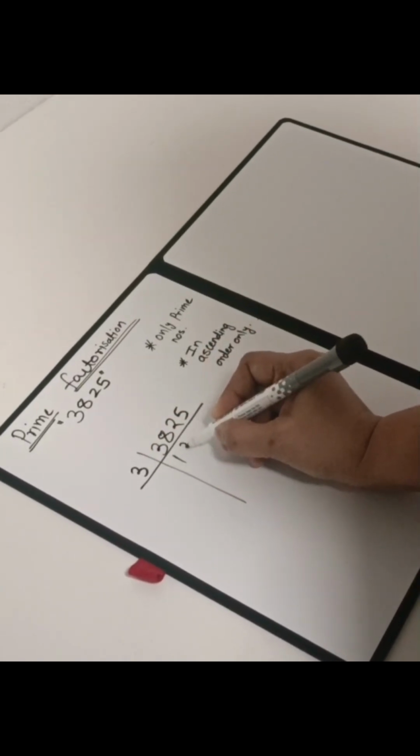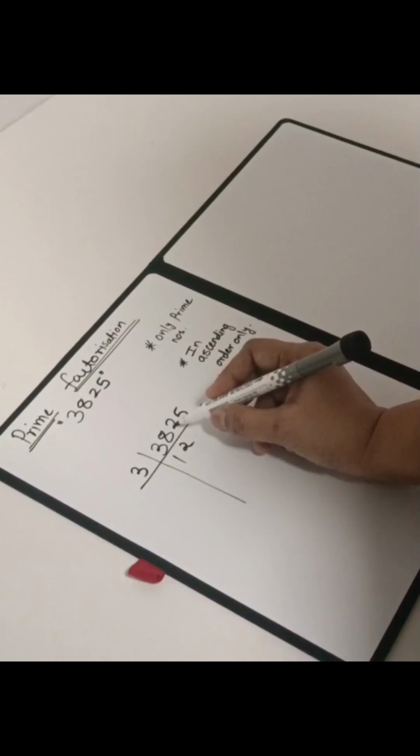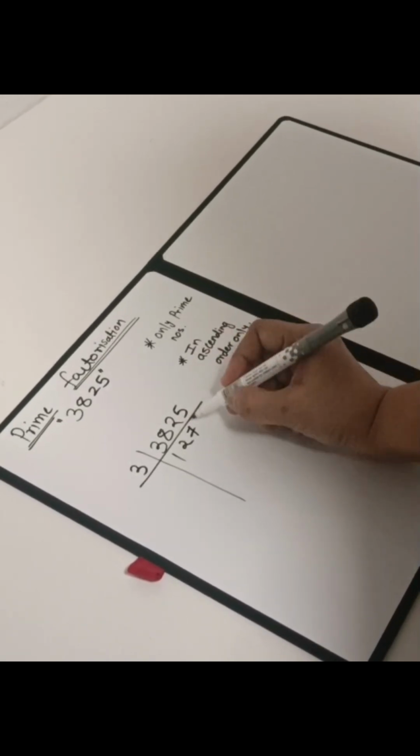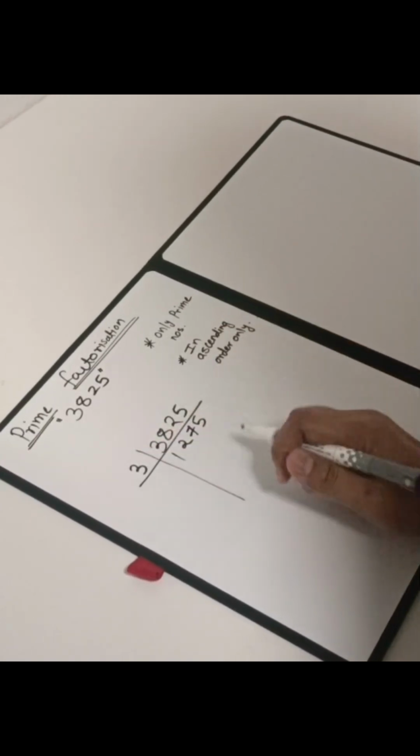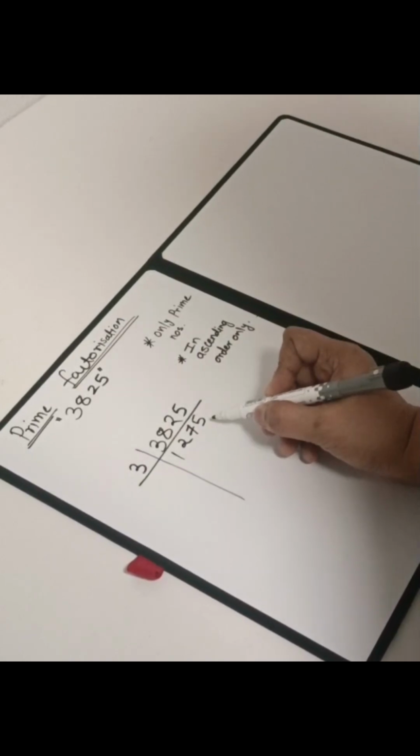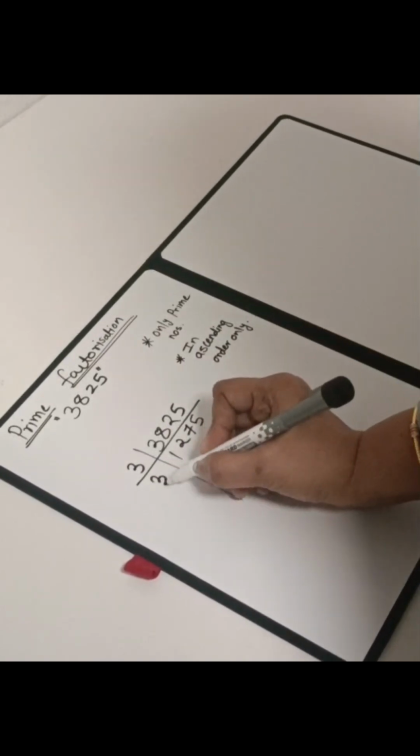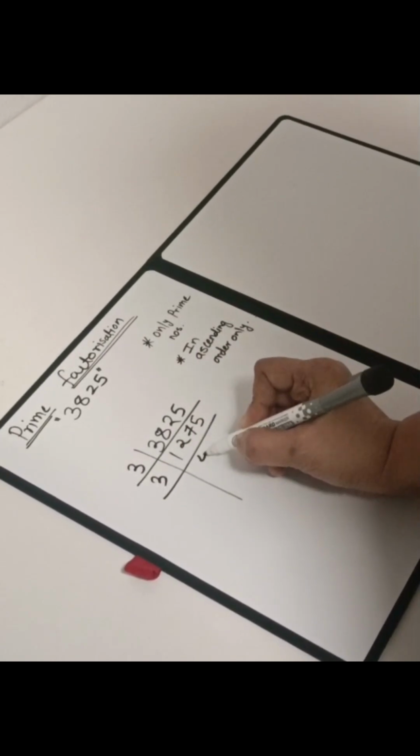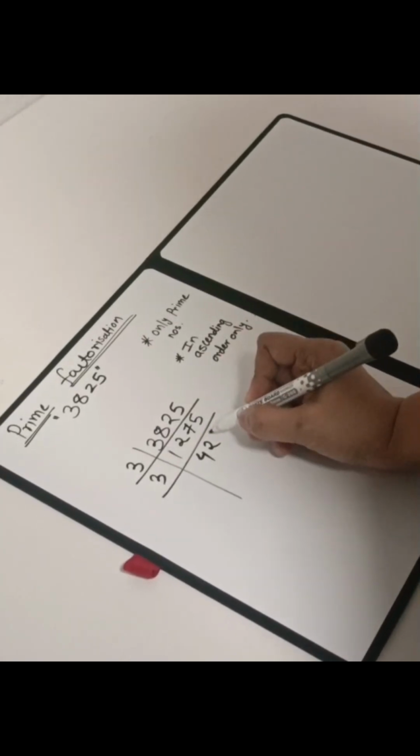3 ones are 3, 3 twos are 6, 3 ones are 3, 3 twos are 6, 3 sevens are 21, and then we'll get 1275. So yes, it is divisible by 3. So now we have to check it again. Next number, is it divisible by 3 or 5? So I can see it is also divisible by 3. That is 425.